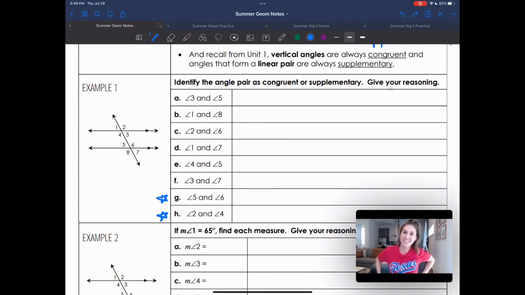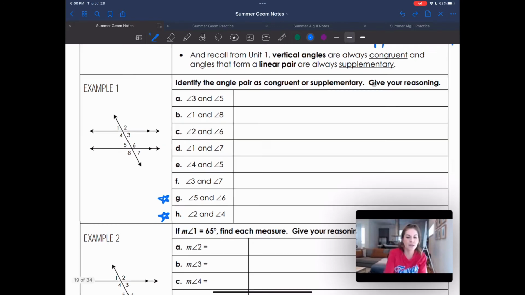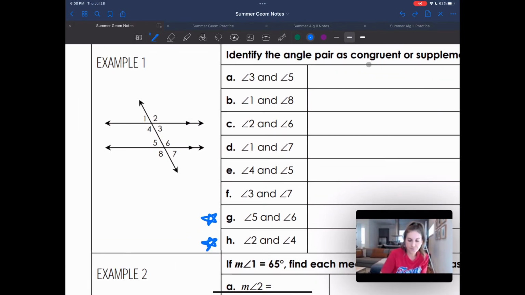They love to do that in geometry where you have to justify your answer. Now, your reasoning can just be the fact that they're alternate interior angles or they're same side exterior angles or something like that, okay? So basically, let's name the angle pair first. We should get that extra practice anyway, and then we'll add the additional, they're either congruent or supplementary. So part A, angles 3 and 5, let's locate them.